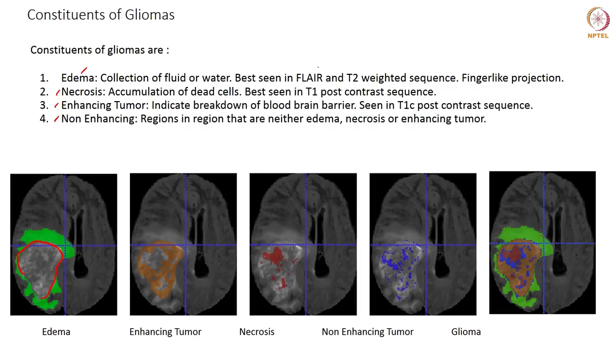Edema is seen very well in FLAIR and T2. The necrotic region, where the dead cells accumulate, is seen very well in T1 post contrast, or T1C. This is always referred to as T1C. The enhancing tumor, which indicates breakdown of the blood brain barrier, is also seen in T1C.